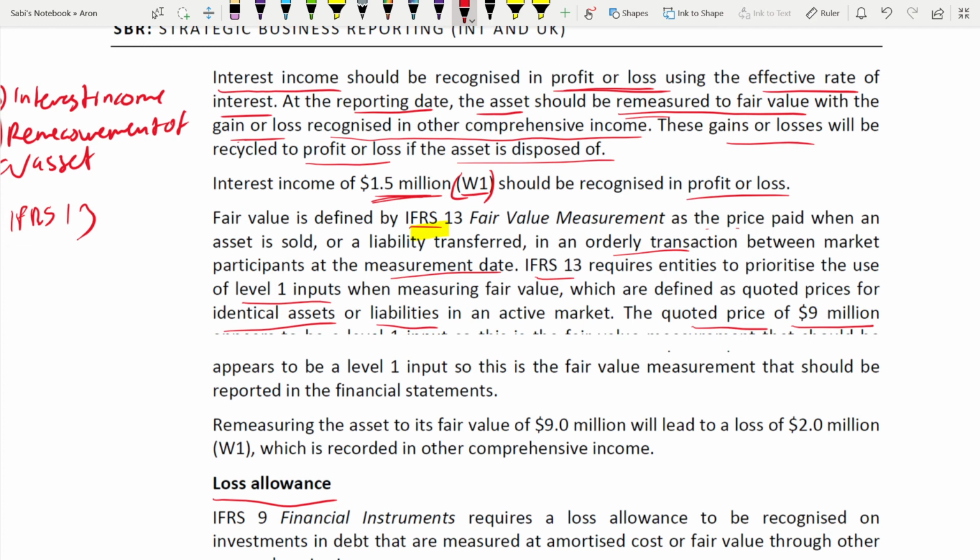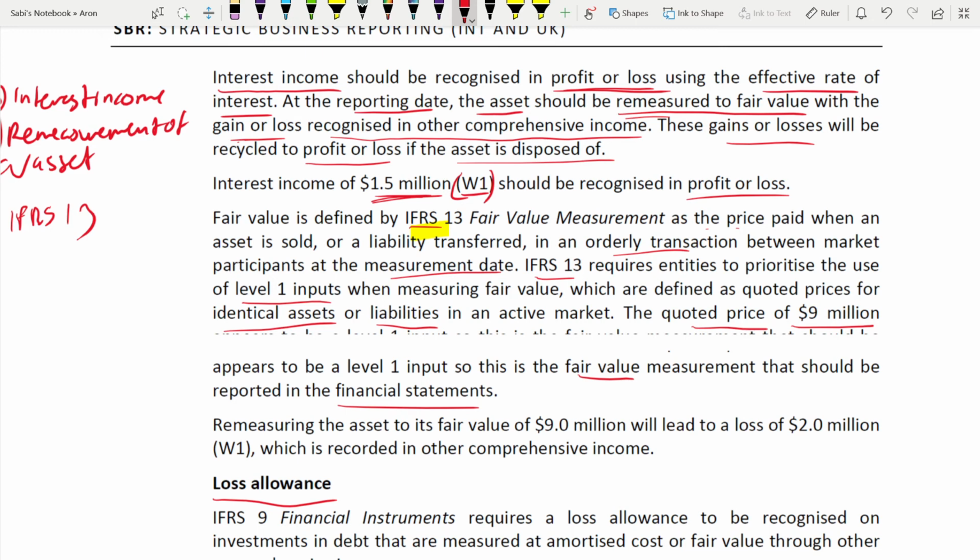So this is the fair value that should be taken in the fair value measurement that should be reported in the financial statement, because entities will always prefer level 1. Even if you got the information through level 1, level 2, level 3, three different fair values, the entity will always prefer level 1 over level 2 and level 3. If level 1 is not applicable, then level 2. If level 2 is also not applicable, then comes level 3. If level 1 is there, you should not use level 3.